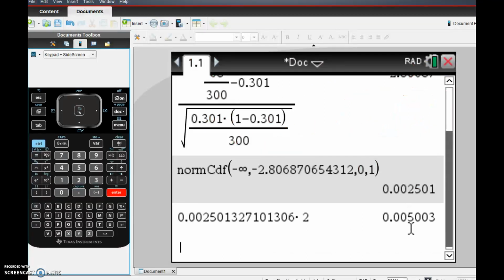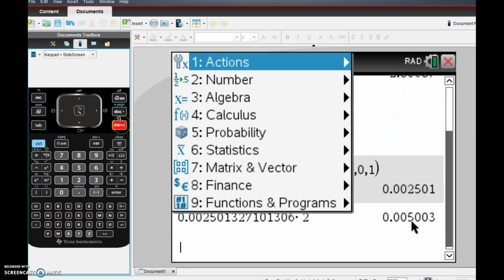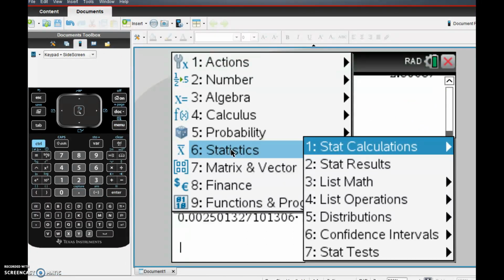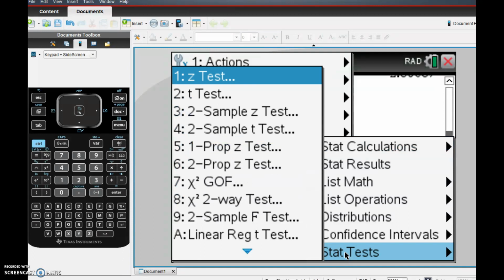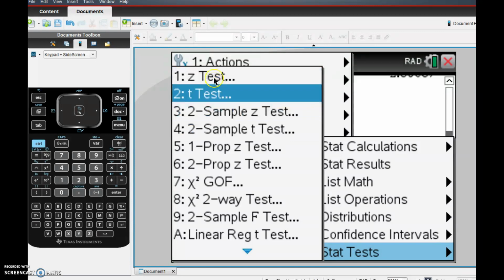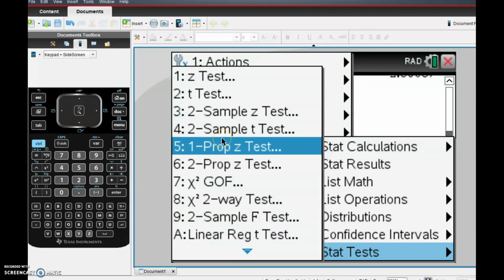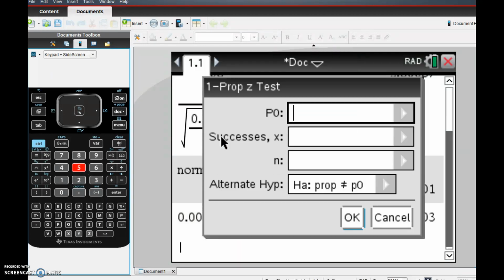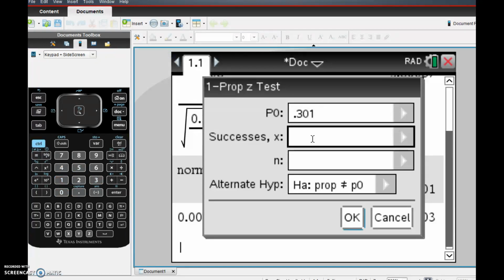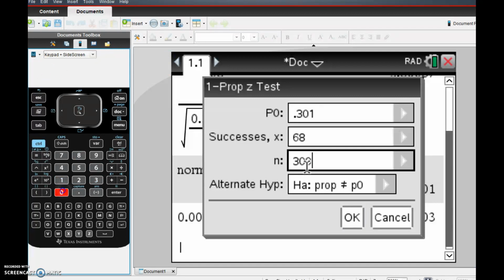So on the calculator menu, statistics, we want to do a stat test, and we want to do a 1 proportion z-test. These first four options are for means, and these are for proportions. So 1 proportion z-test, option 5. P naught, that's the null hypothesis, 0.301. How many successes? Well, 68 records started with 1, out of a sample size of 300.